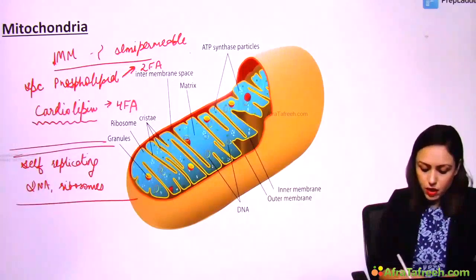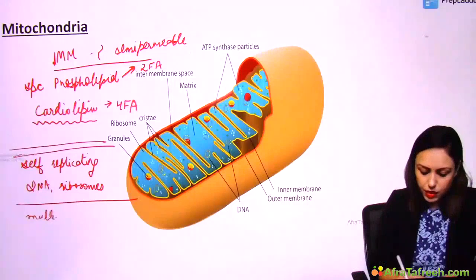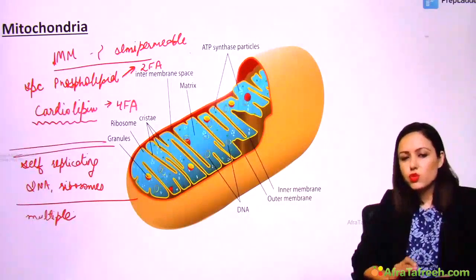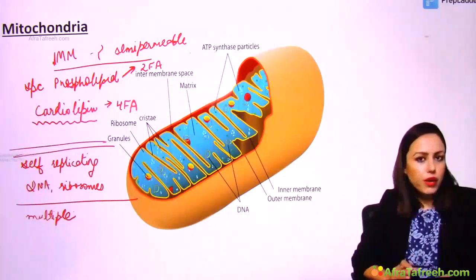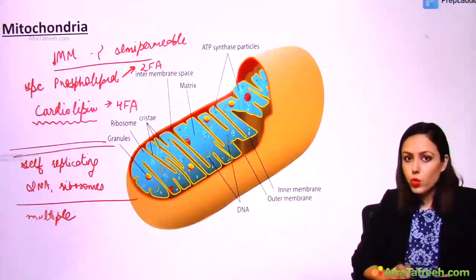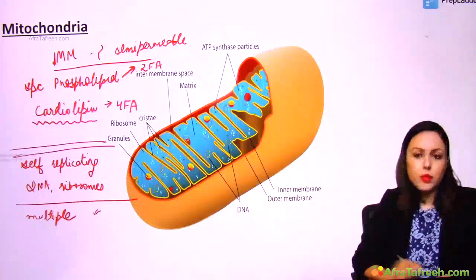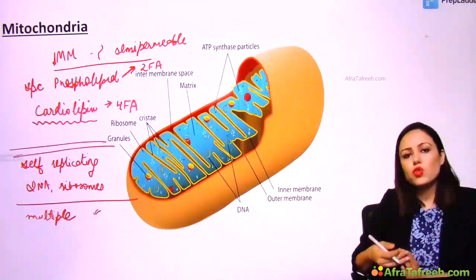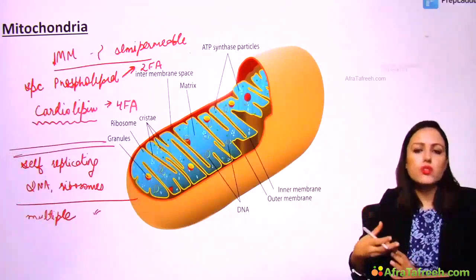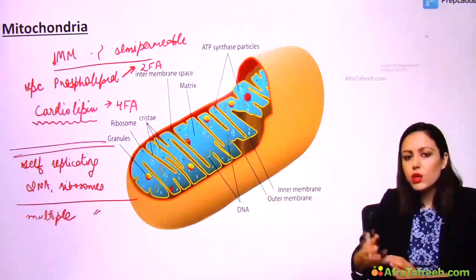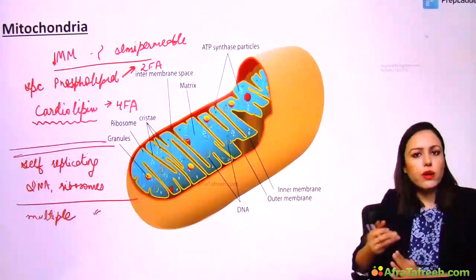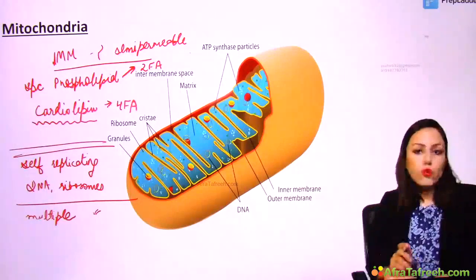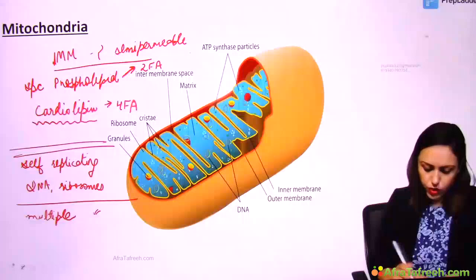Then there are multiple mitochondria per cell. Usually students think that there is only one mitochondrion per cell, but no, they are variable in number, they are usually multiple in number, and it depends on how much energy is required by the cell. So if more energy is required, then more mitochondria will be formed there. So with this, we're done with mitochondria.